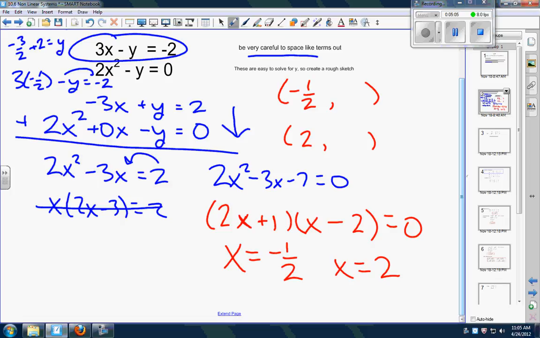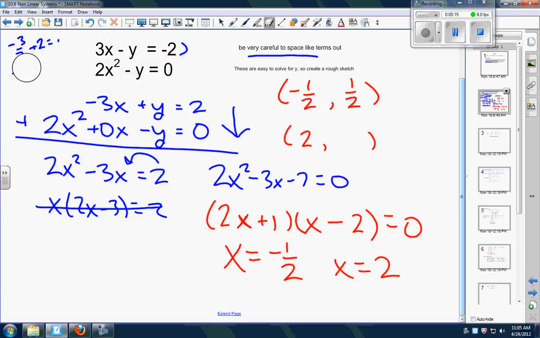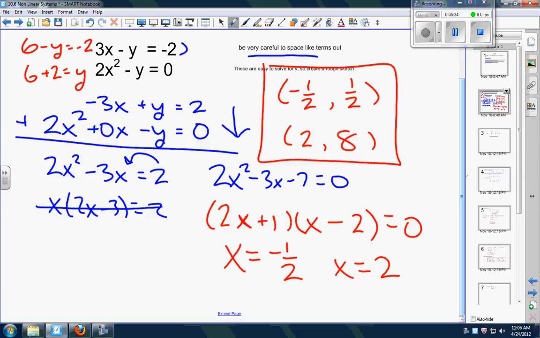So I just switched the negative y and the negative 2 to make it easier on us. And this comes out as 1/2. If you plug a 2 in there for x, this becomes 6 minus y equals negative 2, and this y comes out as 8. So there's our two solutions.